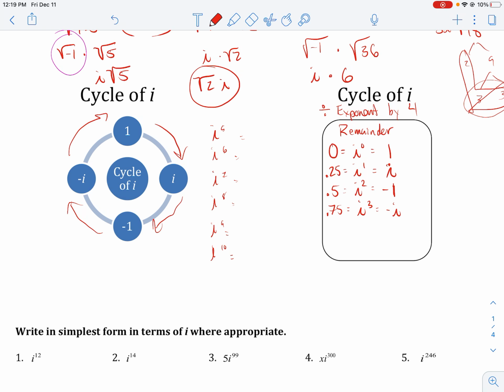So if I have i to the 5th power, 5 divided by 4 is 1.25, so I get a remainder. Let me just do it up here.